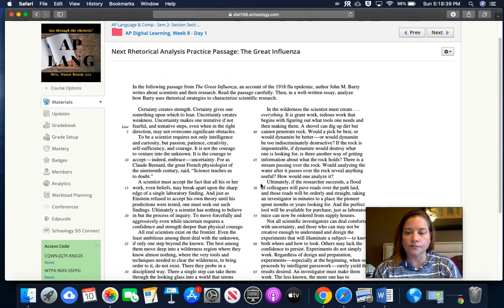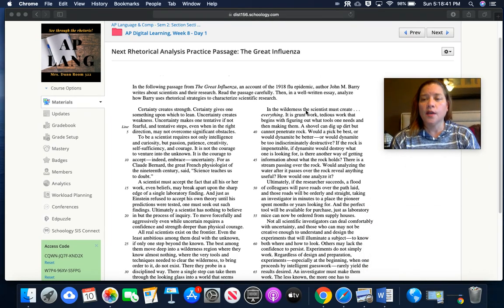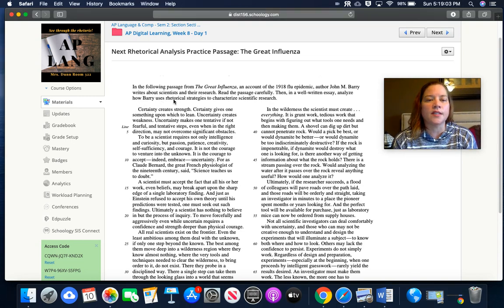All right. So here's our prompt from last week. The following passage, this all reads the same: it gives you the title of the work, the year, the author, and the subject matter, which writes about scientists and their research. And then we are used to this part talking about the overall purpose of the passage. But it ends with this sentence right here: In a well-written essay, analyze how Barry uses rhetorical strategies to characterize scientific research.